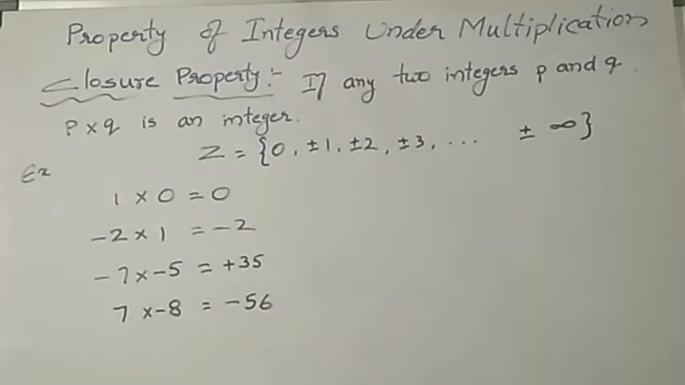From this we can conclude one statement: if you take any two integers and multiply them, the resultant number is also an integer. So according to the property, we can say the closure property is satisfied under multiplication in integers.